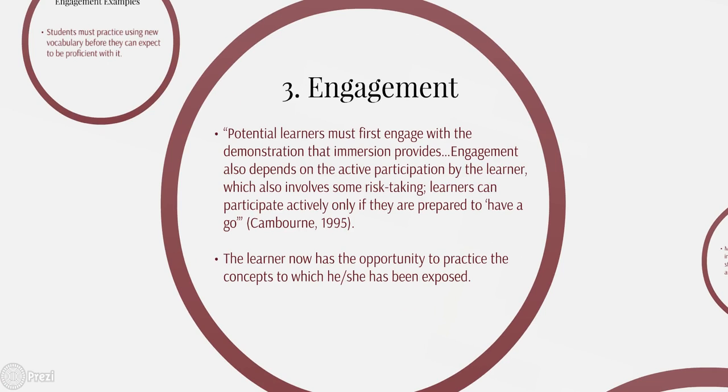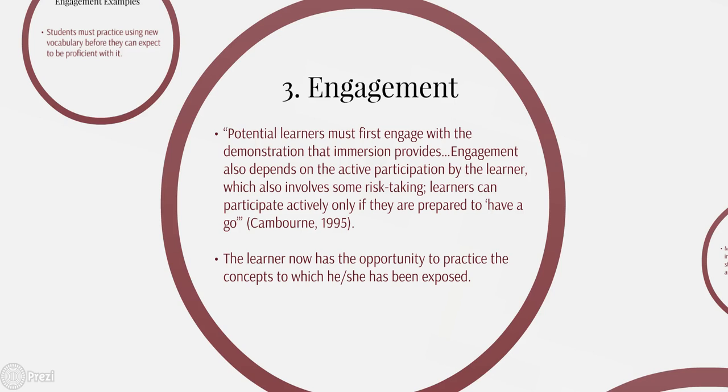Number 3 is going to be engagement. So according to Camborne, potential learners must first engage with the demonstration that immersion provides. Engagement also depends on the active participation by the learner, which also involves some risk-taking. Learners can participate actively only if they're prepared to have a go. And so this has to do with the learner, him or herself, using the material.